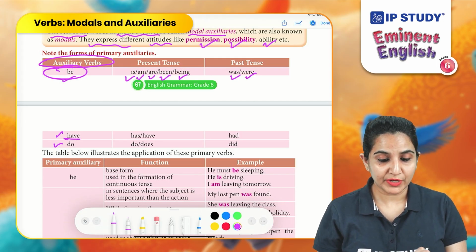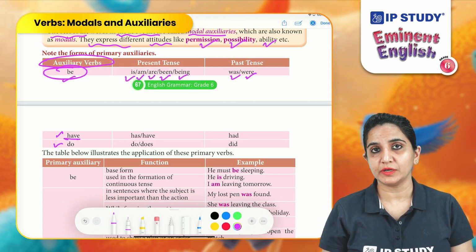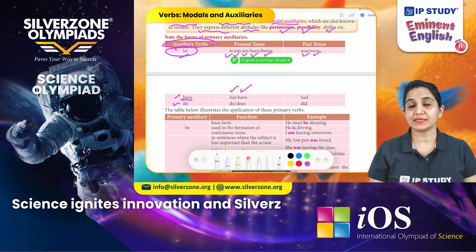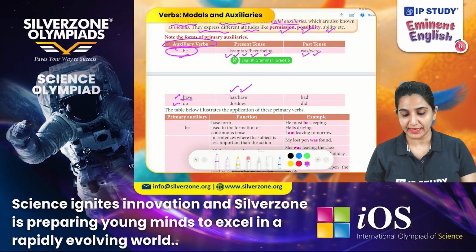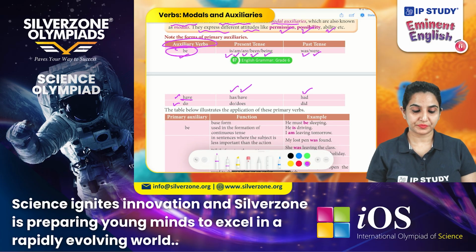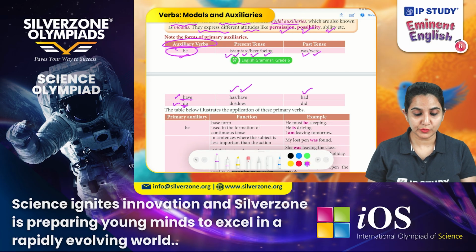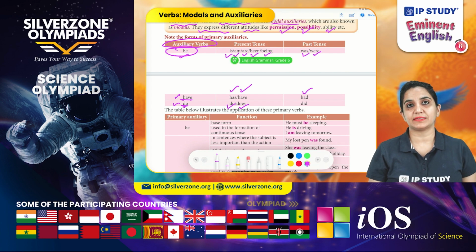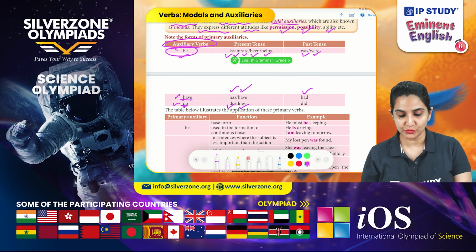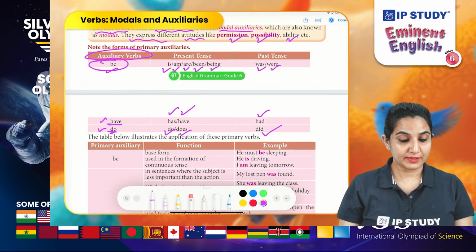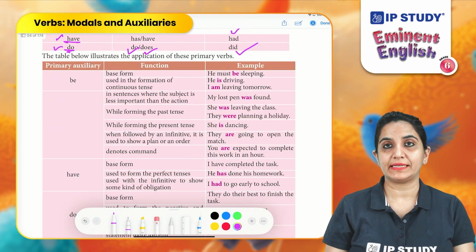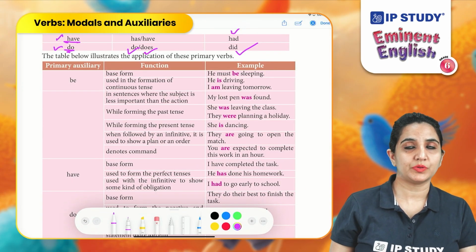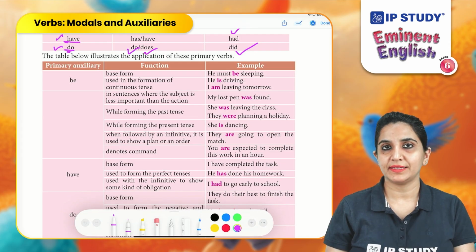Have, when used in the present tense, we use verbs like has, have. And when used in the past tense, we use verbs like had. For do, we use verbs like do and does, and in the past tense, do and does change to did. This was all about primary auxiliaries. Let us understand their functions with some examples in detail from the following table.